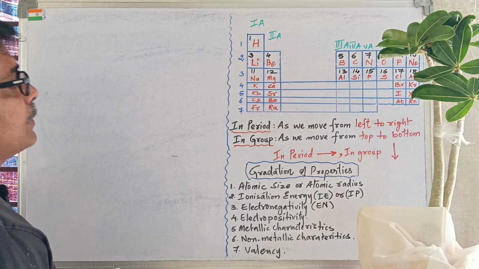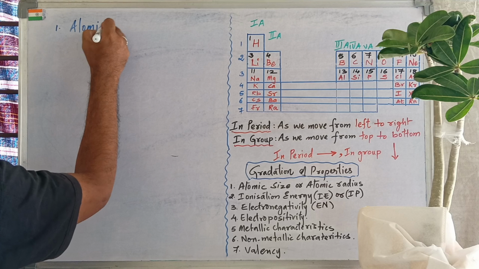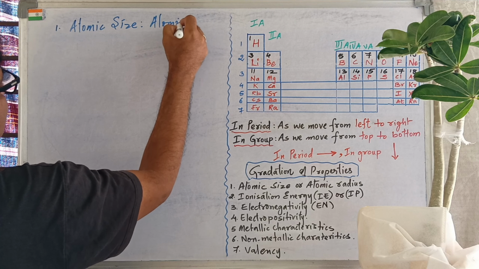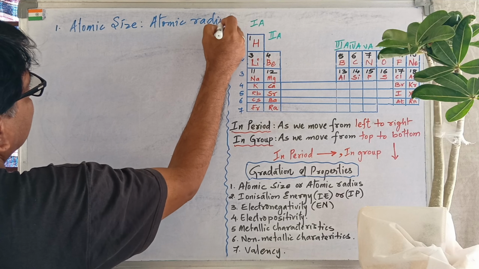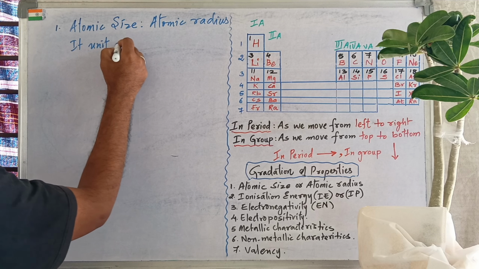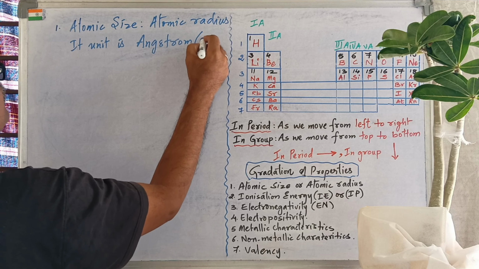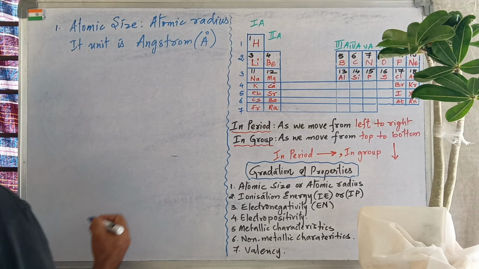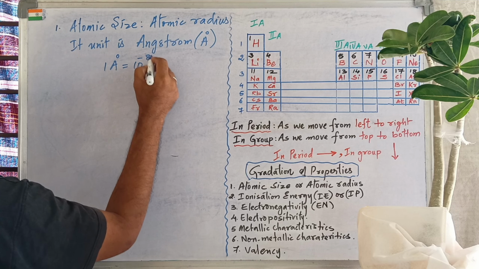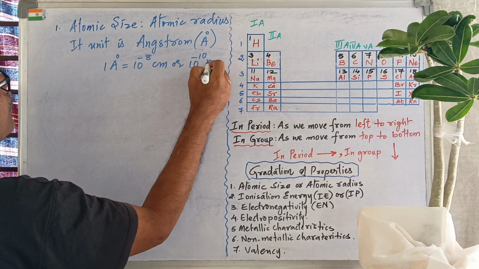Right, now properties. So my first property is atomic size. This can also be called atomic radius. It means atom's radius. That's all. So its unit is angstrom, and it is represented like this. Angstrom is represented with A, right, 1 angstrom is equal to 10 to the power of minus 8 centimeter, or 10 to the power of minus 10 meter.